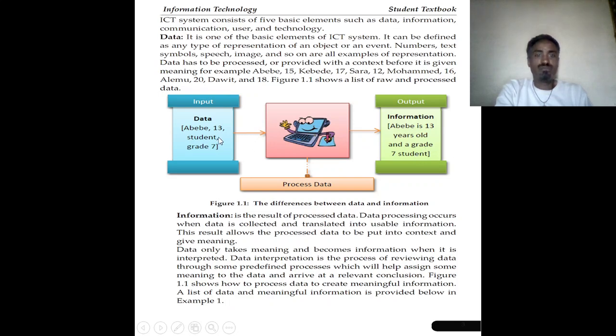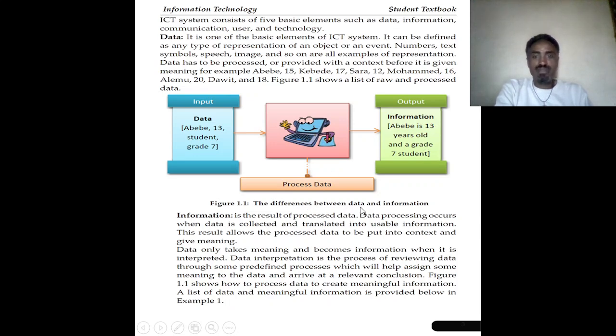How can we process? Humans can process and interpret this. The data is changed into information. The words are changed into a statement. The words have no meaning, but the statement has a meaning. The statement can be true or false.